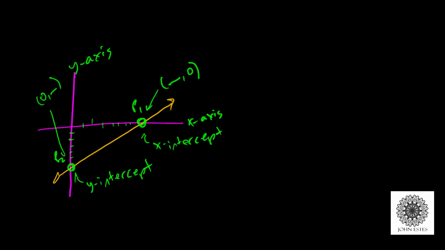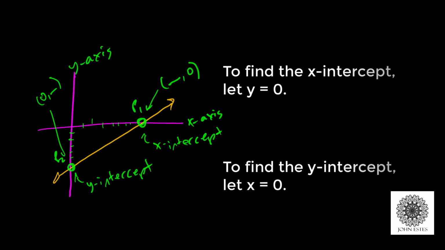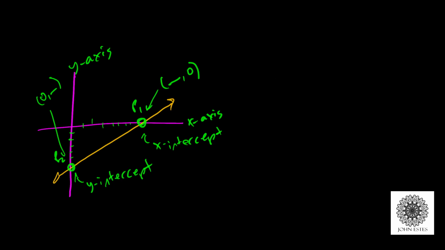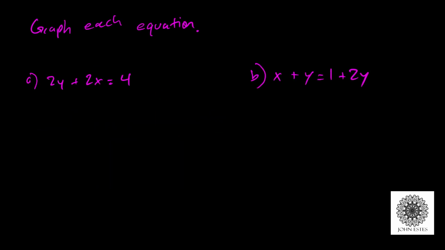So how do you find the x-intercept? You let y be 0 in your equation. How do you find the y-intercept? You let x be 0 in your equation. I'm going to show you some examples of this, and then show you how the intercepts help us graph a line. Okay, so here I have 2 linear equations, and I want to graph the equations, and I'm going to do that by finding the x and y intercepts.